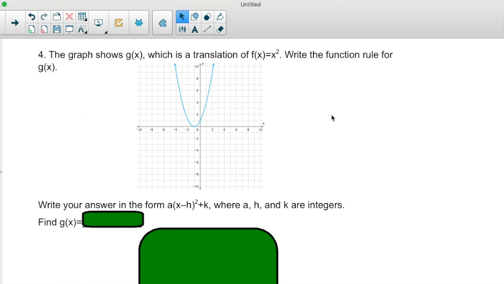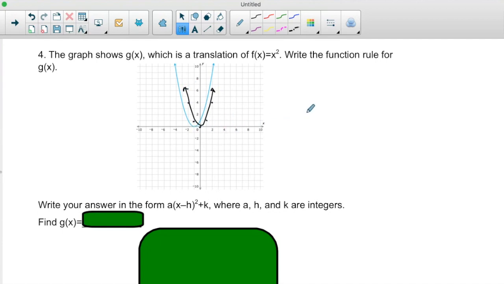Okay, so what happened? Your parent function is always, your vertex is here for the parent function, and you end up here and here for the parent function, and also at 2 and 4, 2 and 4. So if you were to graph your parent function, it would look something very similar to this. This would be f of x, okay? So you can see that there was a change and it moved from the parent function to the left, okay?